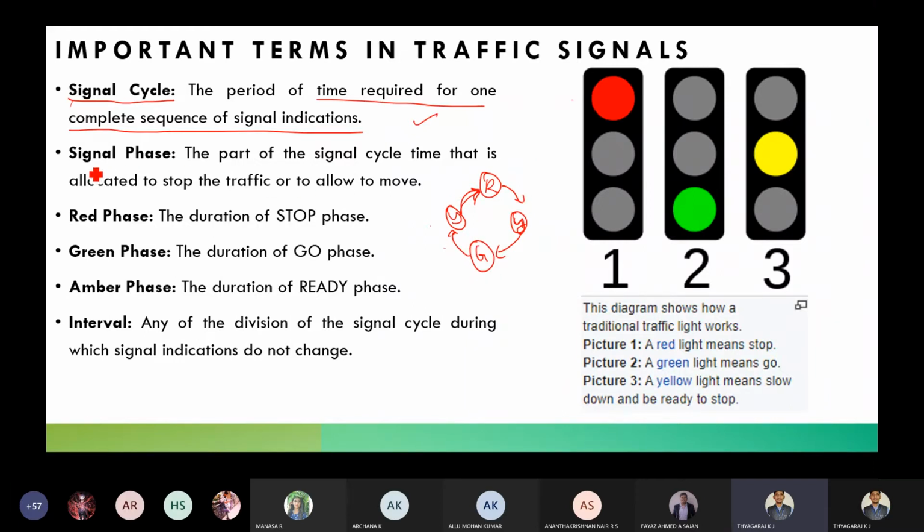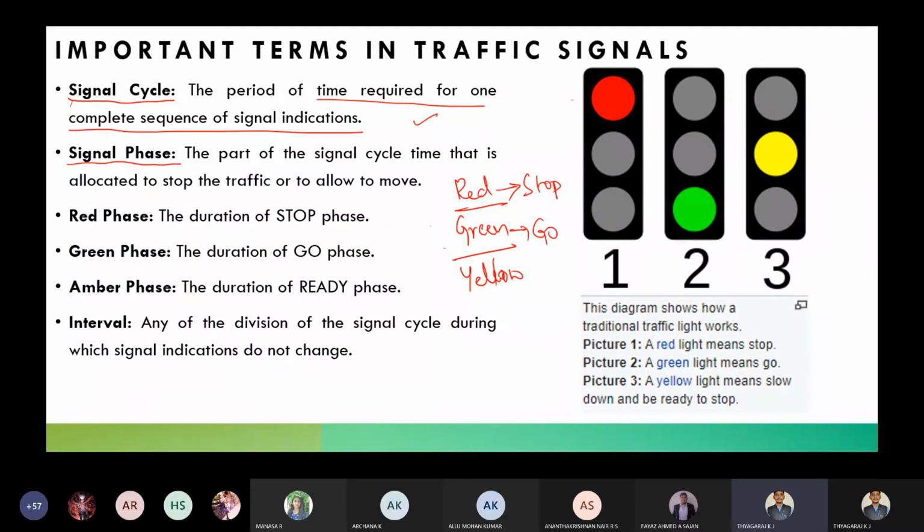Then signal phase. Signal phase is a part of the signal cycle time that is allocated to stop the vehicle or allow it to move. Here there are two types of phase, red phase and green phase, and yellow will also be there. The time duration for stopping the vehicles we call the red phase, and the time duration for moving the vehicles we call the go phase.